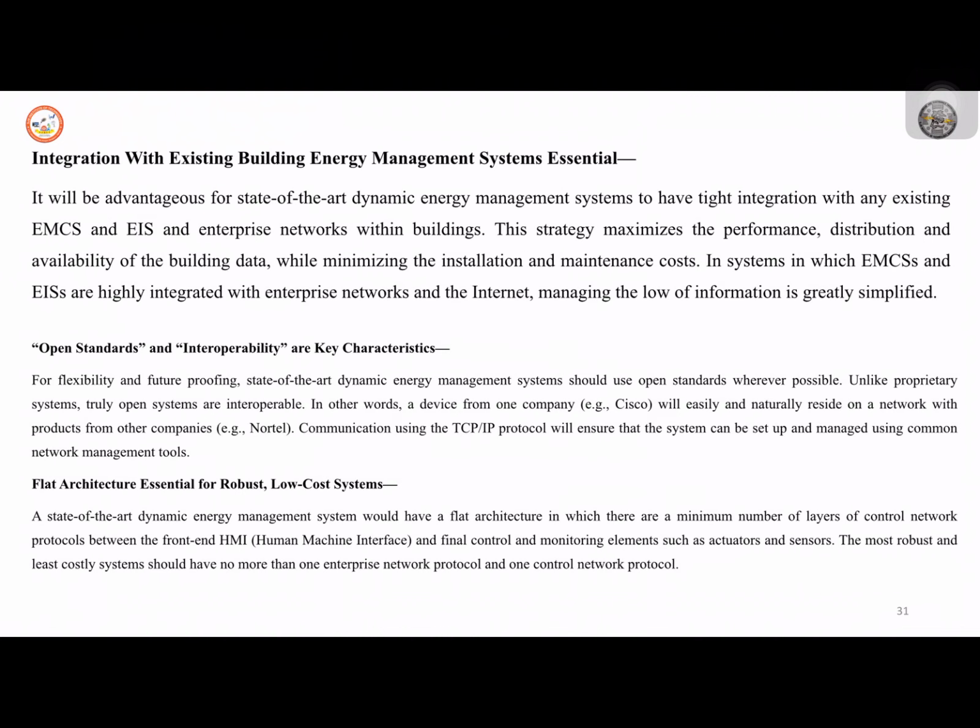Next point of discussion is integration with the existing building energy management system, which is essential. One of the advantages of a state-of-the-art DEM process is tight integration with any existing ECS and EMS enterprise system within the building. This strategy optimizes the performance, distribution and availability of the building data, thereby minimizing the installation and maintenance cost. In systems that are highly integrated with the enterprise networks and the internet, managing the flow of information is greatly simplified, making use of open standards interoperability.